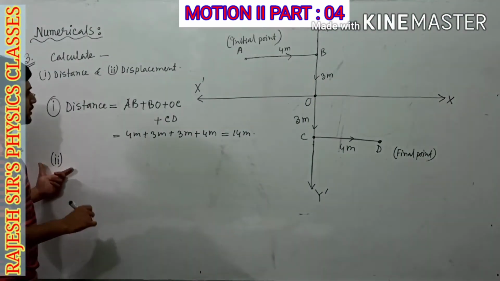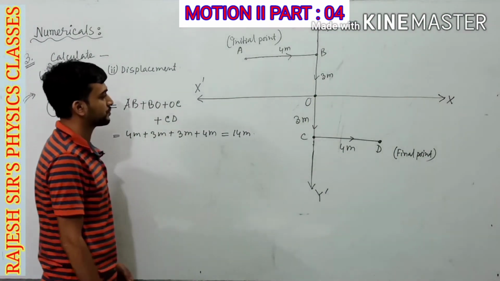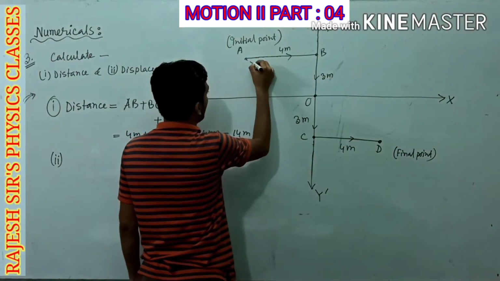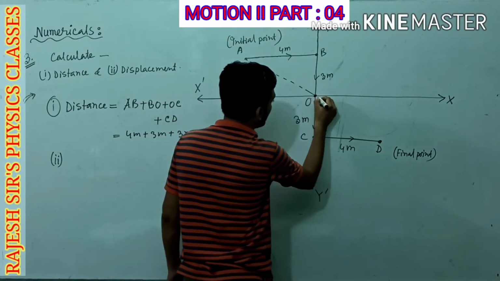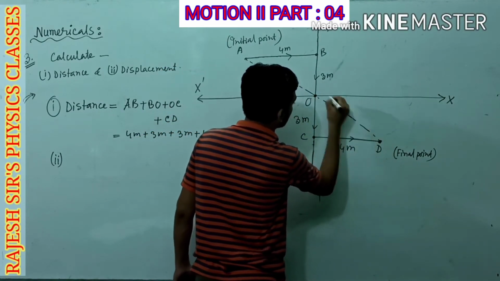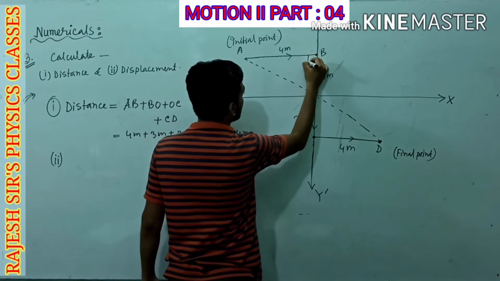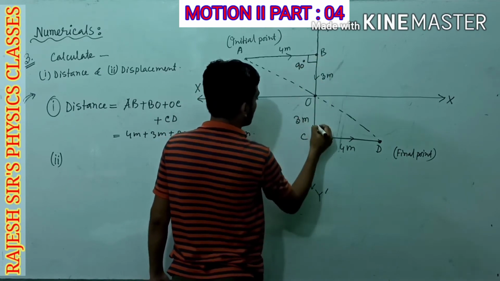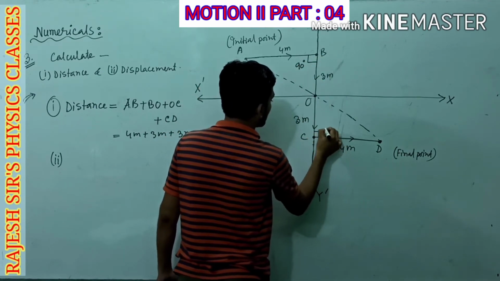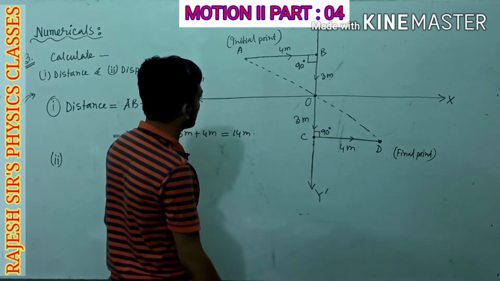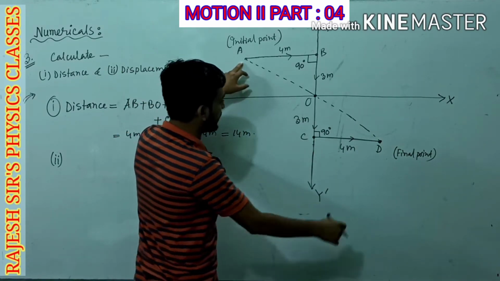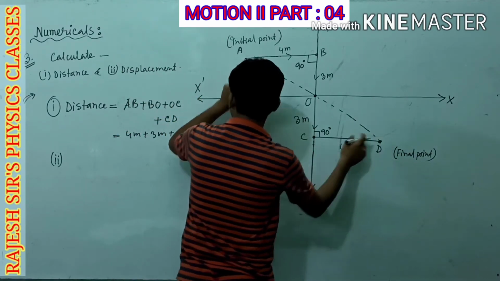Now, the calculation of displacement is a little bit tricky. So you connect the starting point and the final point. You will get 90 degree here, and 90 degree here. So part by part you do the calculation. We need to find AD. This is the displacement.